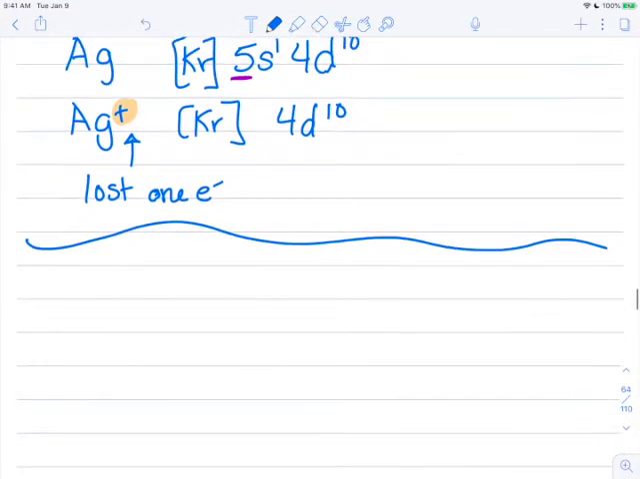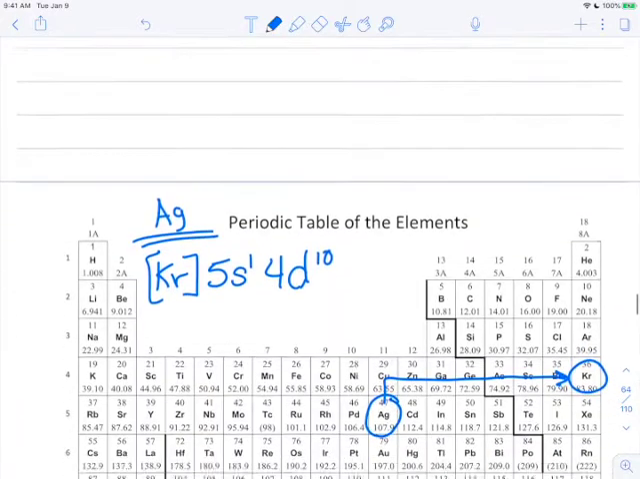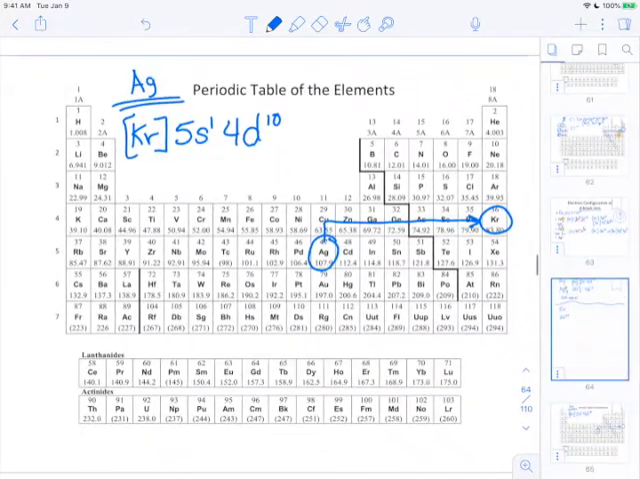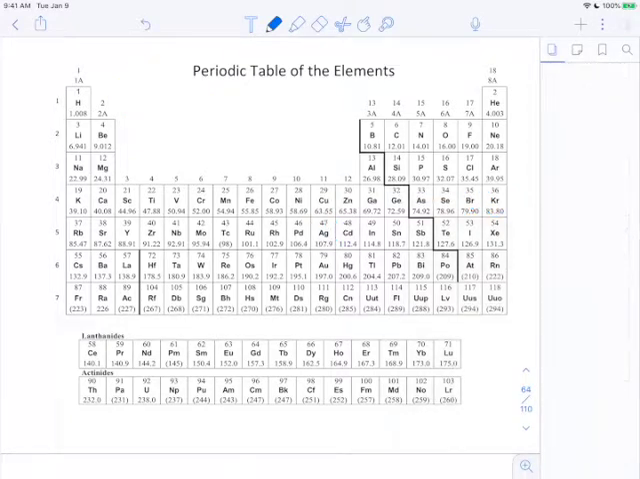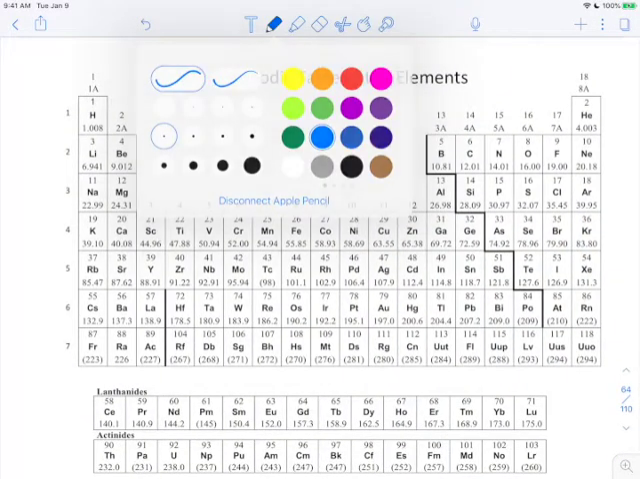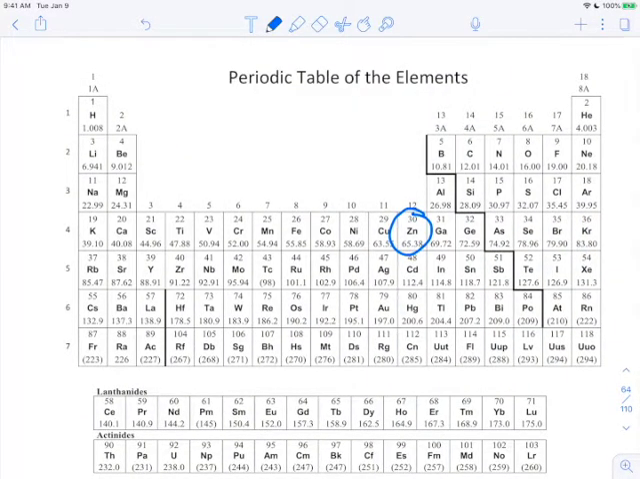All right, so next up, I want you to try zinc and zinc 2 plus. So I want you to do both zinc and zinc 2 plus. Zinc is right over here. It is not irregular. It's a standard old element. So find the electron configuration for zinc and zinc 2 plus.